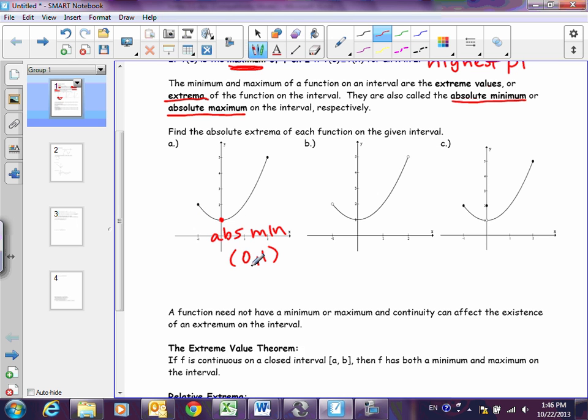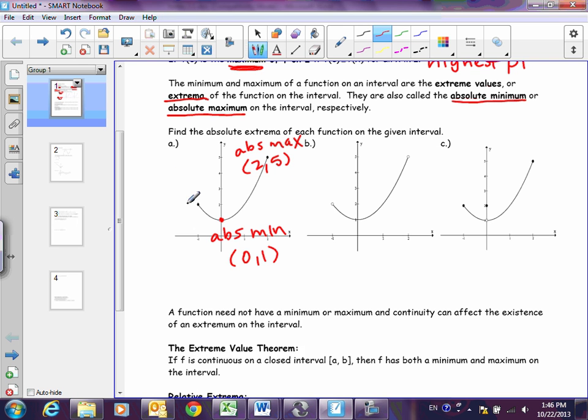Where would the absolute max be? 2, 5, right here. Absolute max, and that's going to be at 2, 5. And again, 5 is the highest y value, and 2 is more or less where that's occurring. So when you write it, the absolute max is at 2, 5. 5 is the maximum number, 2 is where that's happening.